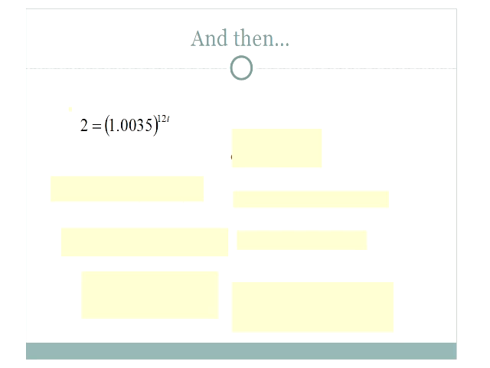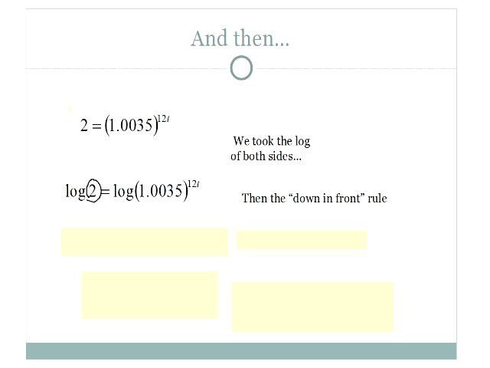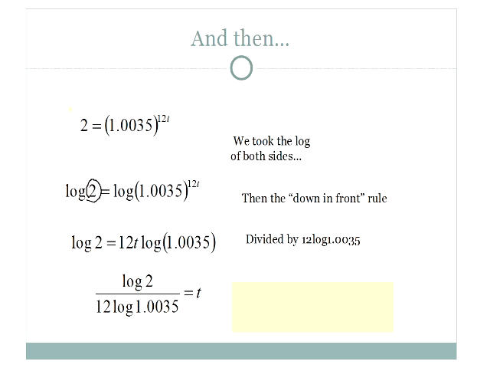But we know that we can take the log of both sides. As long as we do it to both sides, we can do that. So we'll write log in front of both. That really changes everything, right? This is no longer a 2, this is log 2. And now that there are logs, this enables me to use the down and front rule, where I can bring that 12t down in front and make it a multiplication. Now I can divide both sides by the 12 log 1.0035, and I solve for t. So this account will double in value every 16.53 years. No matter how much money it is, it's going to double every 16.53 years.